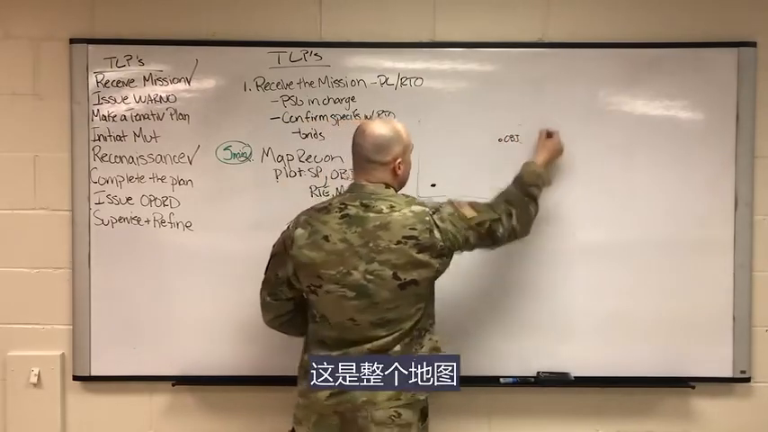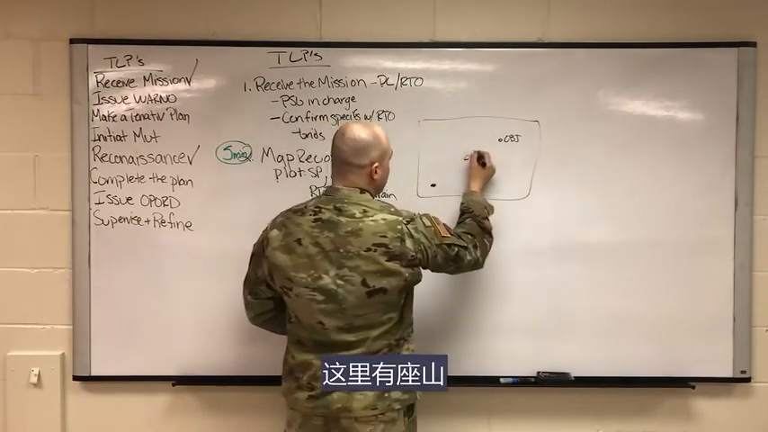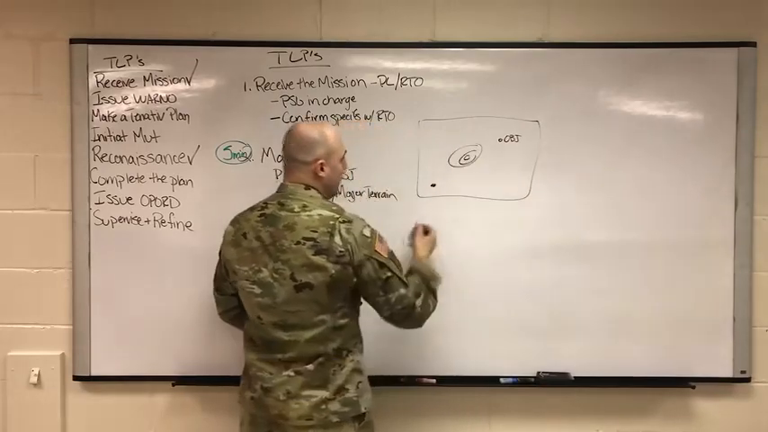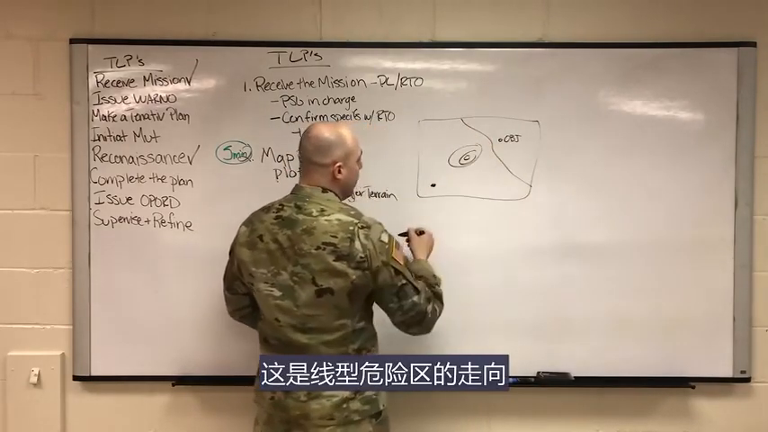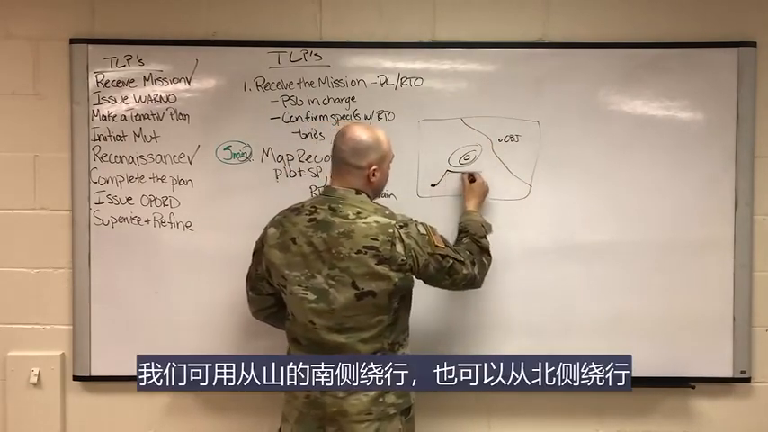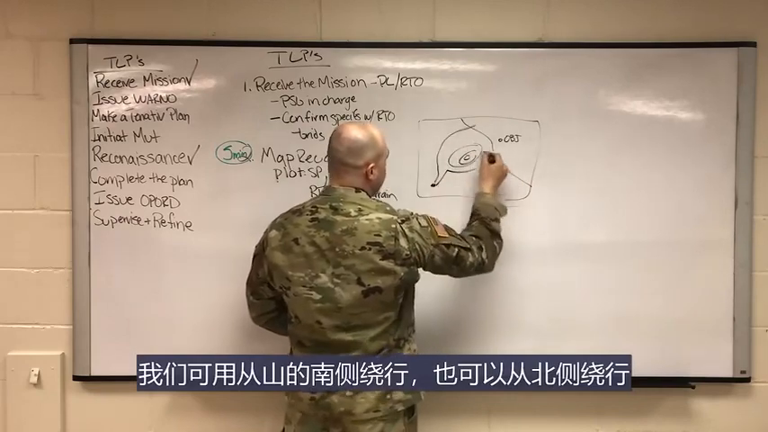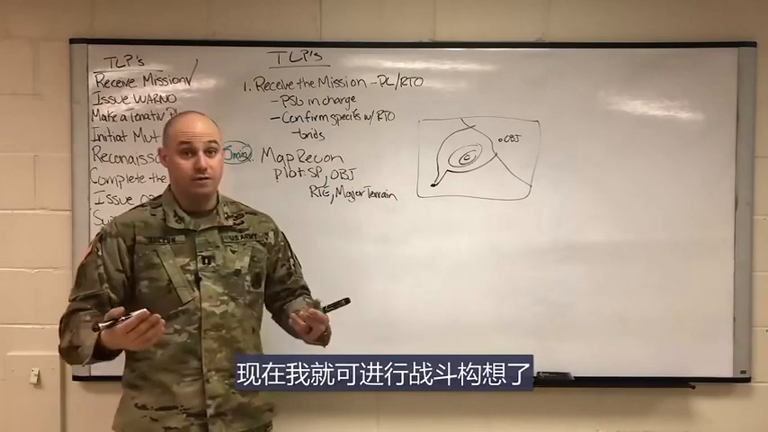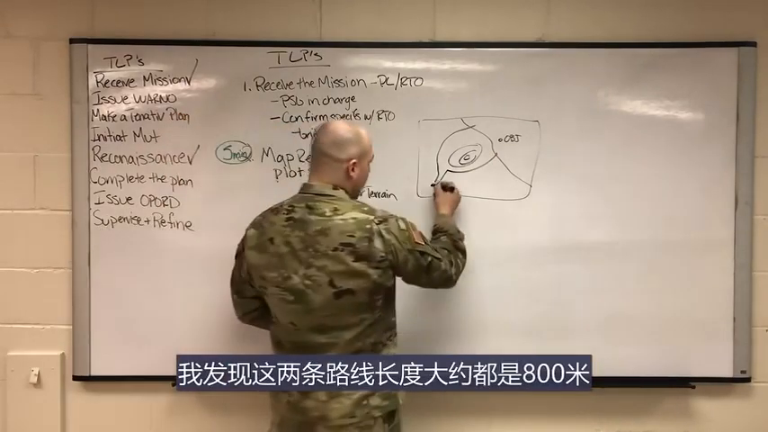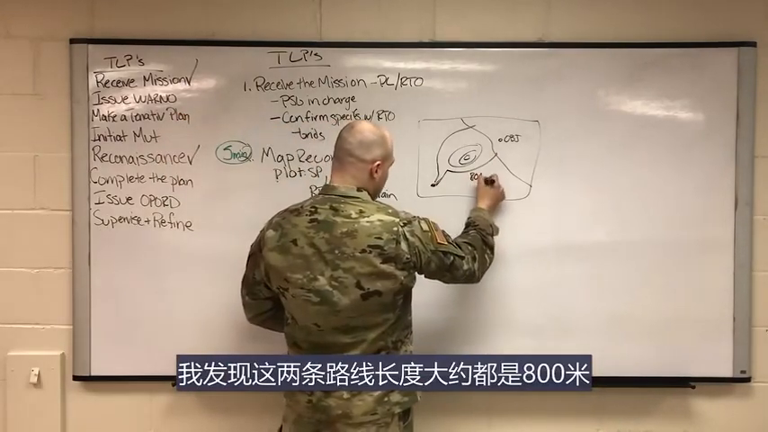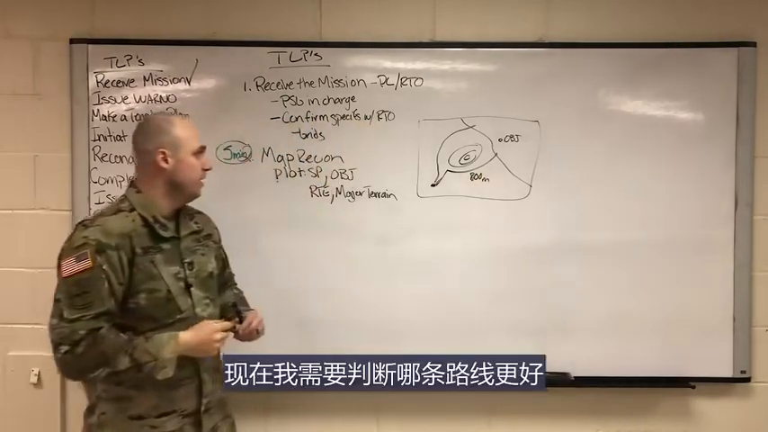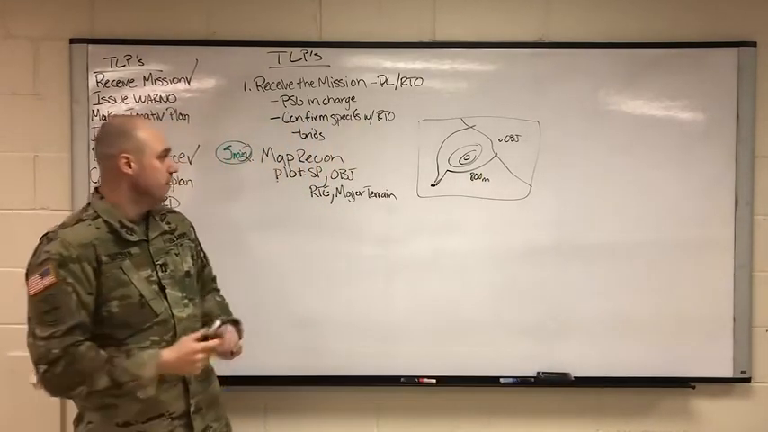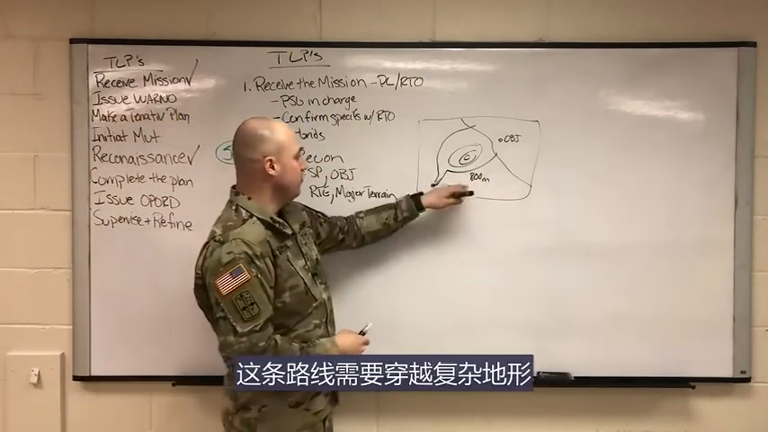Let's say here's my map. I'm looking, hey, there's a mountain here. Okay, there's an LDA that runs this way, and I can either go south of this mountain or I can kind of go north of this mountain. Either way, I'm going to cross the LDA, and now I have some planning guidance. Now I can visualize it a little bit, and I realize, hey, both of these movements are about 800 meters long. So I can visualize the battlefield better by saying, hey, and this is all, I'm going to be moving through dense terrain.